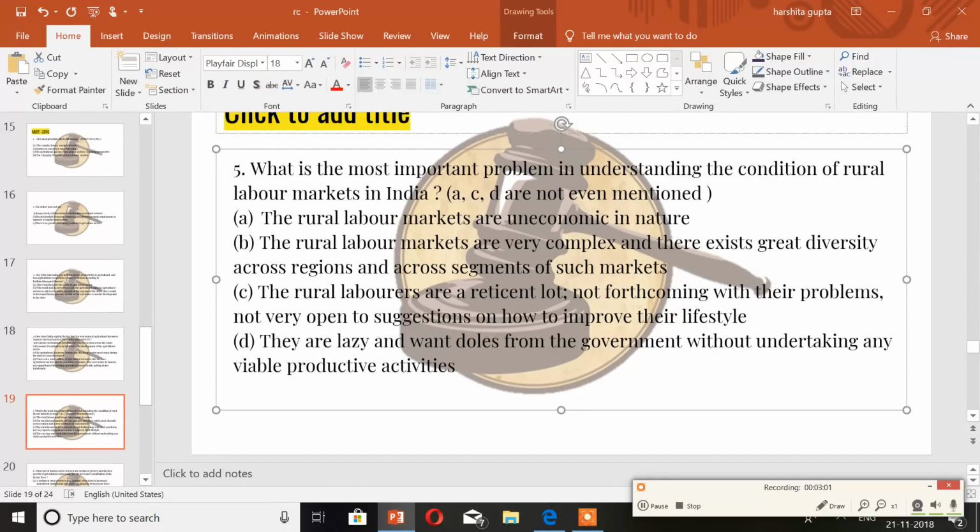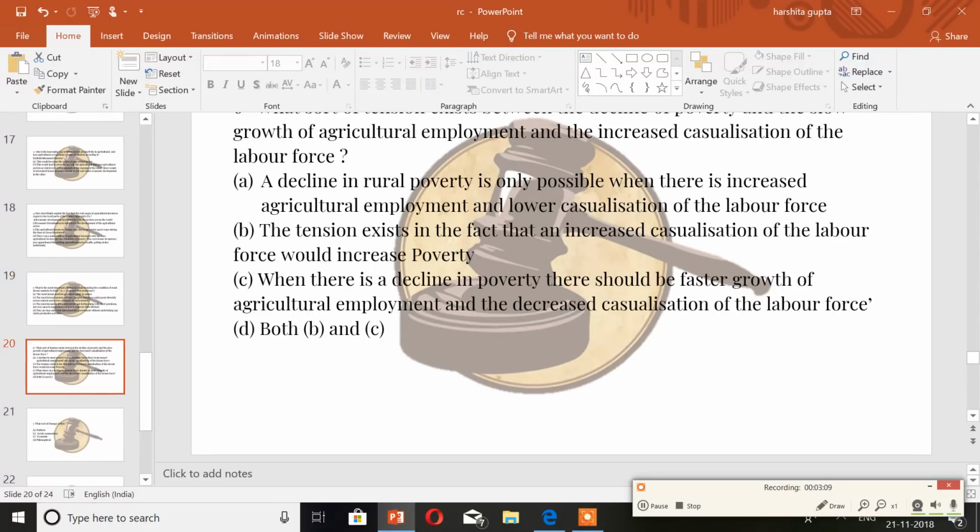Options A, C, and D are not even mentioned, while option B is mentioned. So this is actually a very logical answer. You can't really mark something which is not even mentioned, or not even talked about.